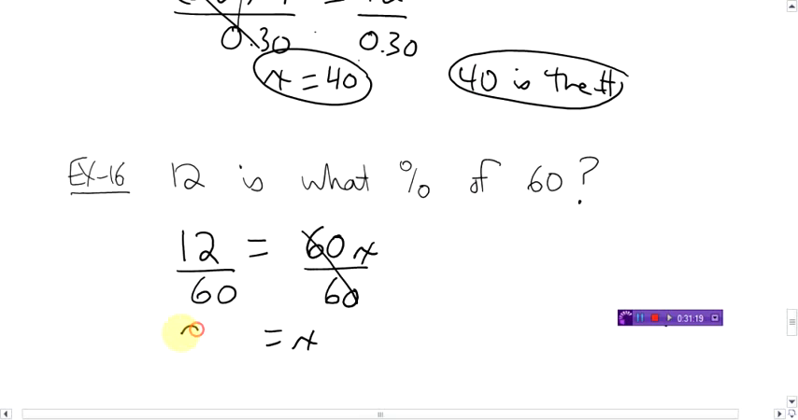So before you go racing and saying I got the answer 0.2, that's a decimal. I want to know the percent. We convert this decimal to a percent by moving it 2 spots the other way, or times by 100, and it's 20. 20 is the percent.